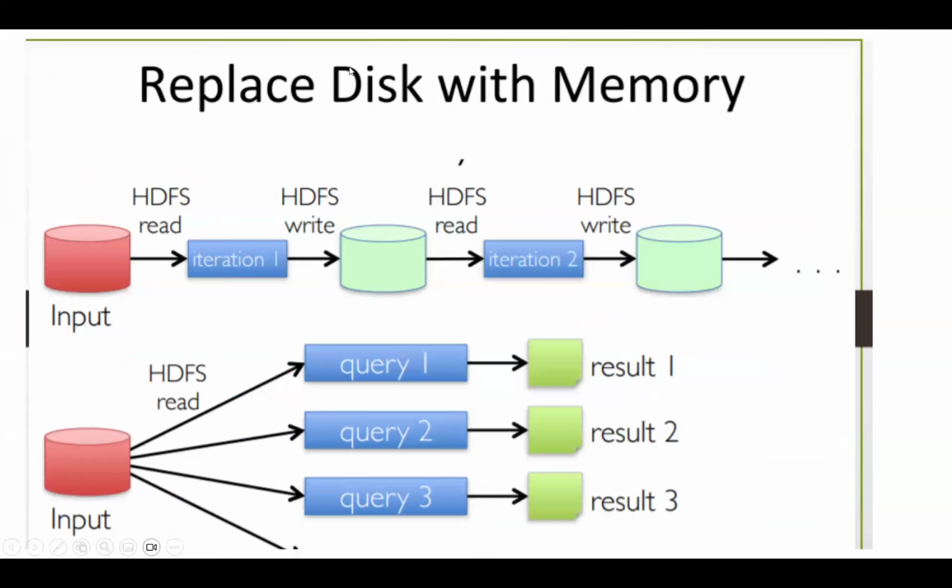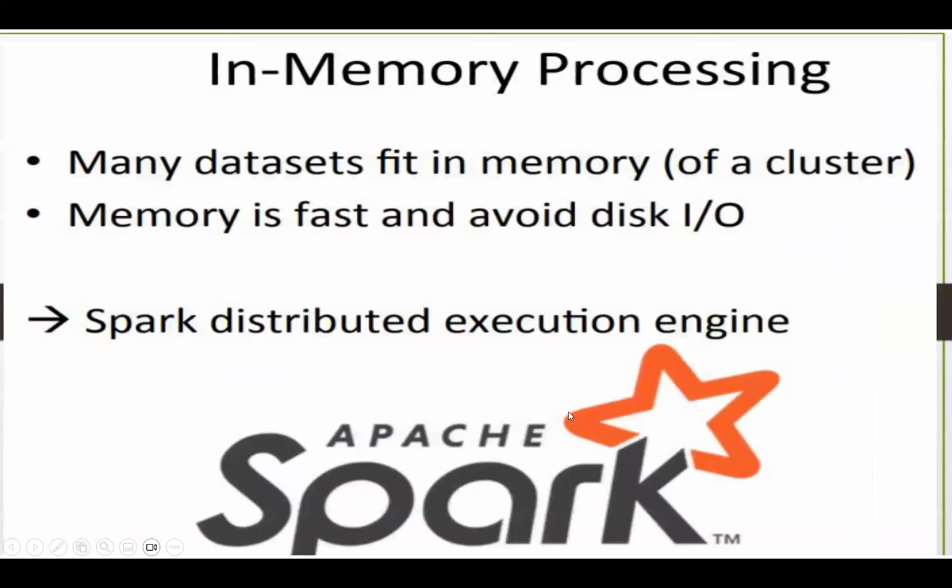So that's why in Databricks we have replaced the disk with memory. That reduces the data shuffling across the different nodes. As a result, we can improve parallel processing, distribute the data among different nodes and increase the performance. So it does in-memory processing, and processing the data in memory is faster than disk. Internally it uses the Spark distributed execution engine, which is developed by Apache Spark.